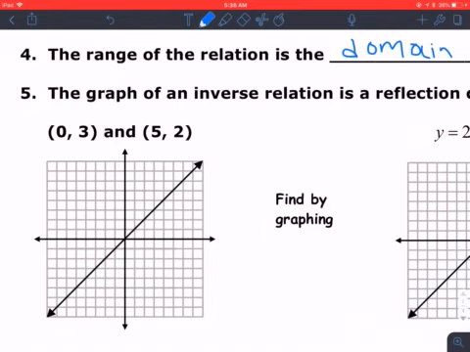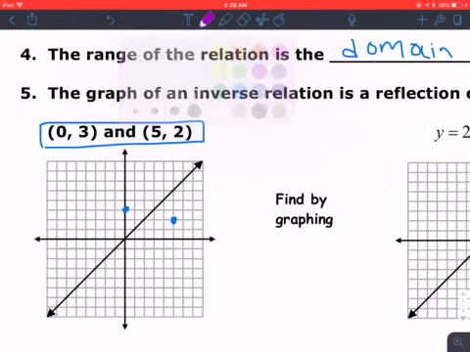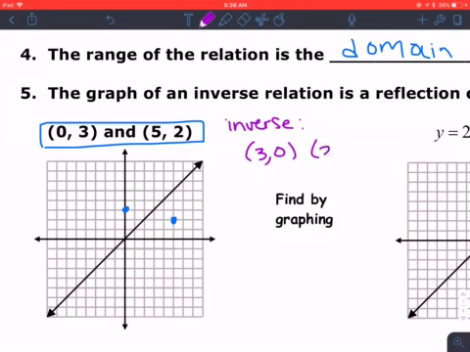So I'm going to graph the relation in blue, and then I'll graph the inverse in purple. So I've got a point at 0, 3, and 5, 2. Alright, so I'm going to graph the inverse. Remember, all we're going to do is switch x and y. So I've got a point at 3, 0, and a point at 2, 5. So 3, 0, and then 2, 5.